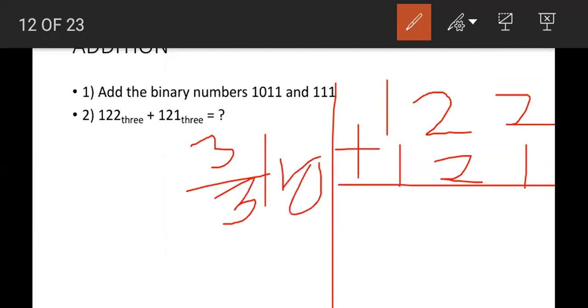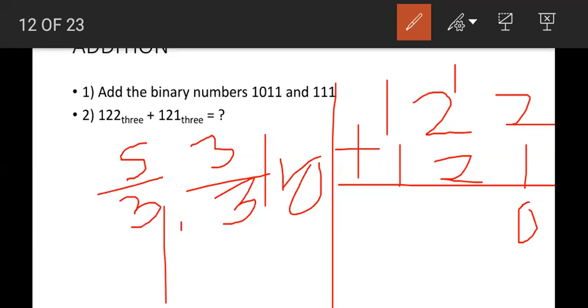Yes, it was a mistake. 1 remainder 0. So we are writing the remainder, that is 0. You take the 1 to the next digit. 1 plus 2 plus 2 will give us 5. So we have 5 divided by 3. That will give us 1 remainder 2. So we are writing 2. Take the 1 to the next digit.